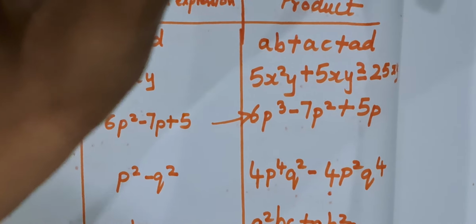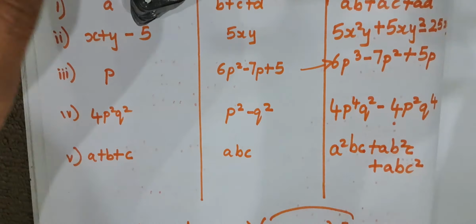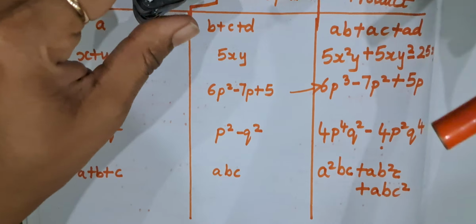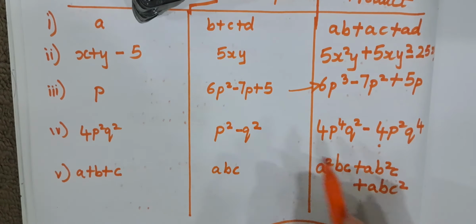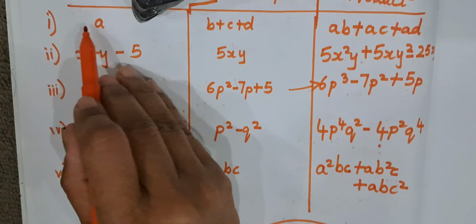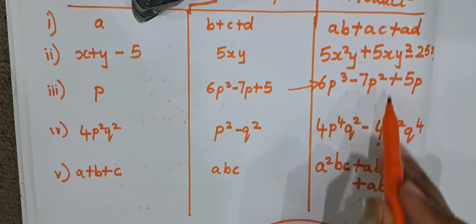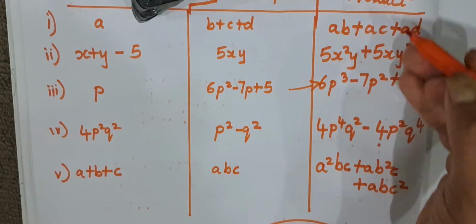See here, these are the answers for the given table. This is how we write the product in the table. We multiply the first expression and the second expression and fill the table.